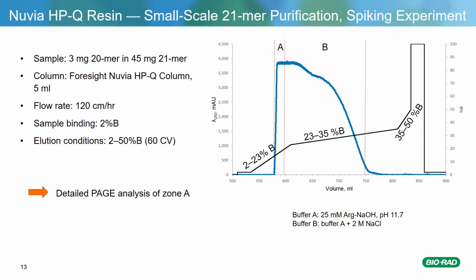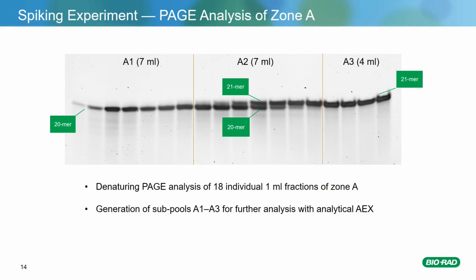And then you see zones A and B, and a detailed page analysis was done of zone A to show the separation between the 20 and the 21 mer. Here you see the page analysis of zone A, which was 18 mils. So keep in mind that the total elution was 170 mils. So this is about 11% of that total elution.